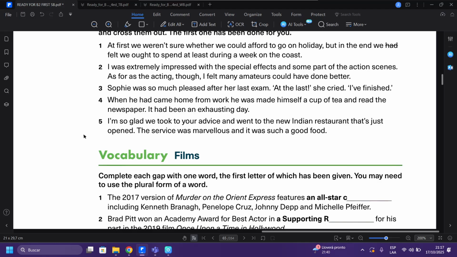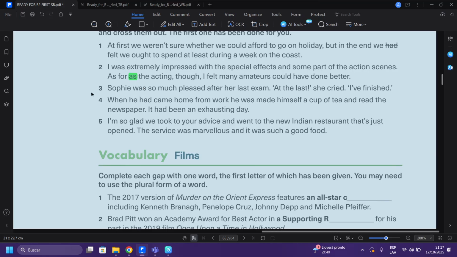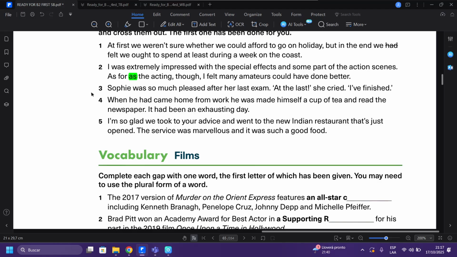Yes, in this case, the mistake is in this part. I'm gonna highlight it here. This is the mistake. It is only "as for the acting," not "as for us." Only as for the acting, which means en cuanto a, as for. Though I felt many amateurs could have done better. Yes, there are no more mistakes there.